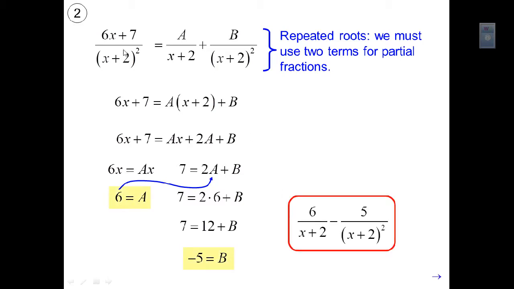So then (6x+7) over (x+2) quantity squared breaks down into 6 over (x+2) minus 5 over (x+2) quantity squared. And those are still two things that are much easier to integrate than this thing here. Remember, for this integral right here, you would treat it as (x+2) to the negative 2 power. This one would be a natural log.